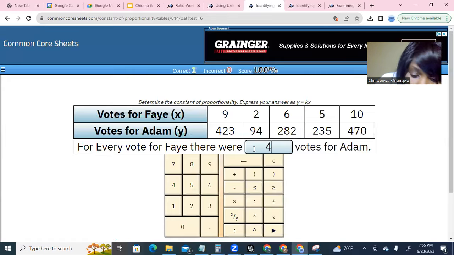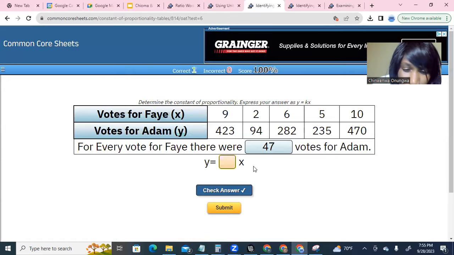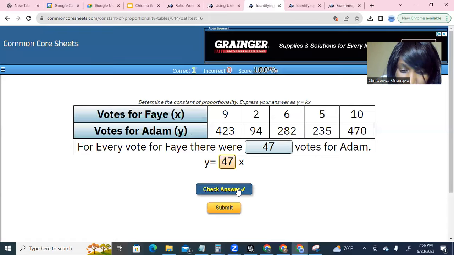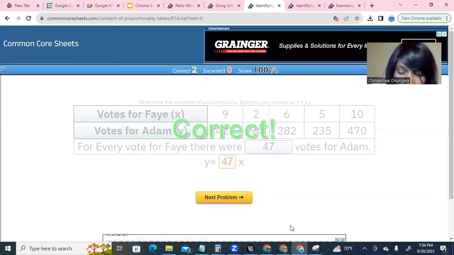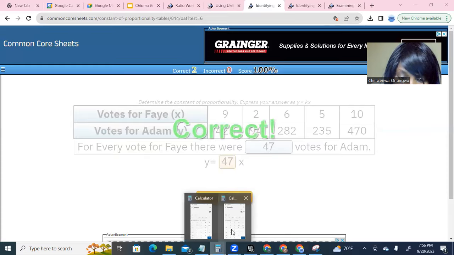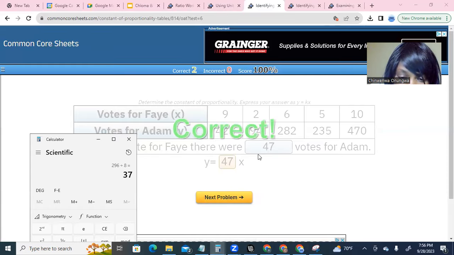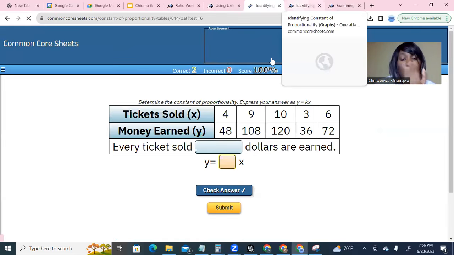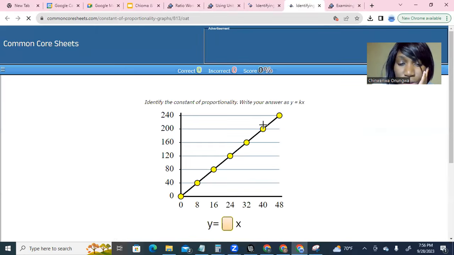So I can see that for every 1 vote, Adam gets 47. So I'll write y equals 47x for my function, okay? And you can see it here. So that's how you do identifying proportions with tables. We'll go next to identifying proportions in graphs.